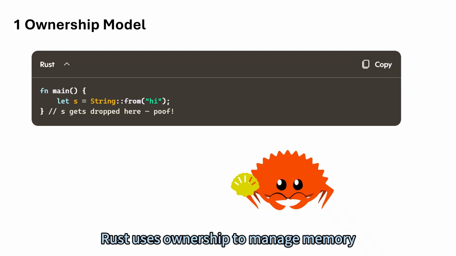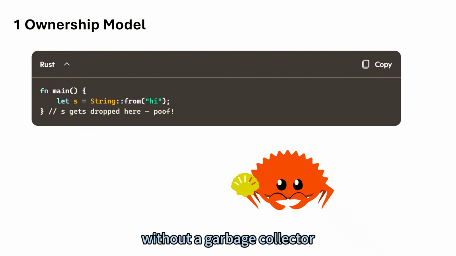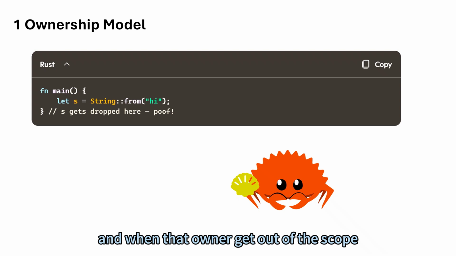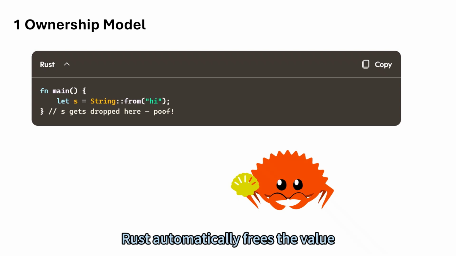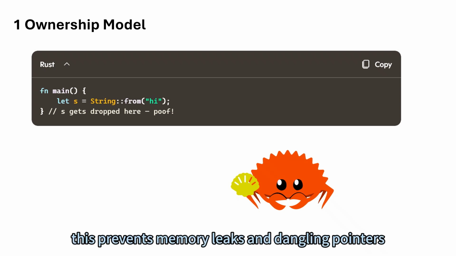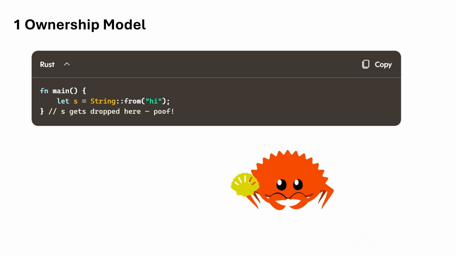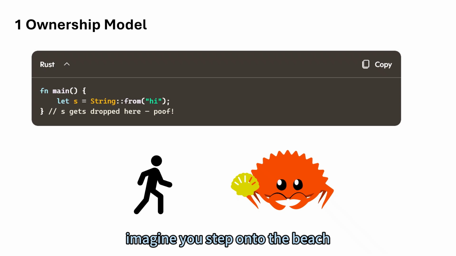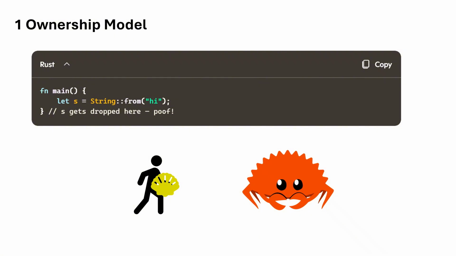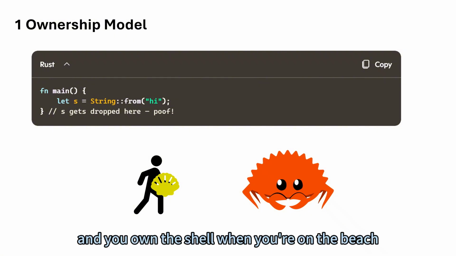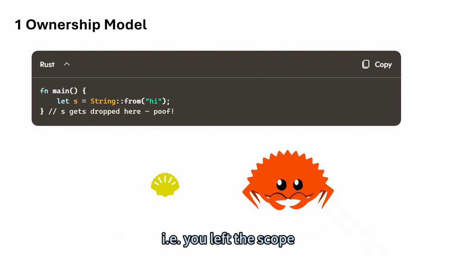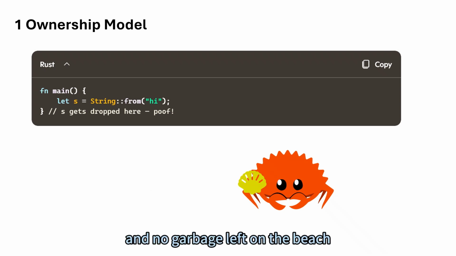Rust uses ownership to manage memory without a garbage collector. Every value has one owner, and when that owner gets out of the scope, Rust automatically frees the value. This prevents memory leaks and dangling pointers. Imagine you step onto the beach and want a shell from Ferris. Ferris gave the shell to you, and you own the shell while you're on the beach. When you left, i.e., you left the scope, Ferris took the shell back, and no garbage is left on the beach.